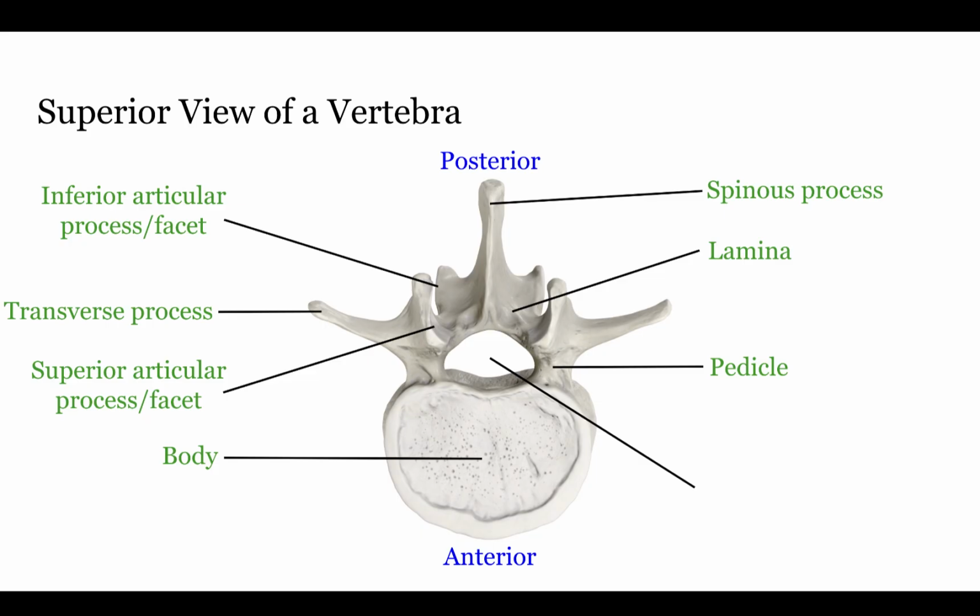And finally, we have the vertebral foramen. Foramen meaning hole, and this is formed by the vertebral arch and the posterior aspect of the vertebral body. The vertebral foramen is very important as it allows for protected passage of the spinal cord.